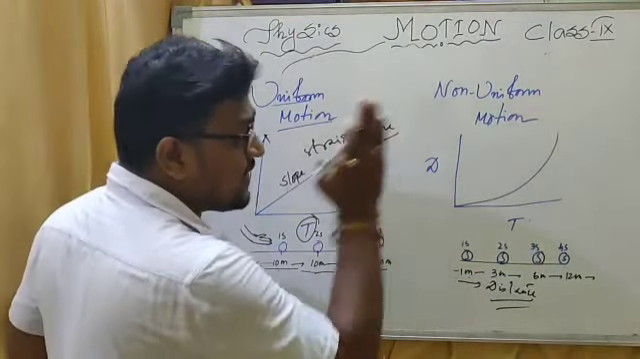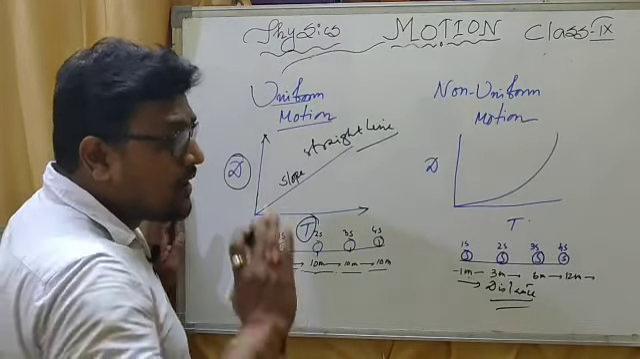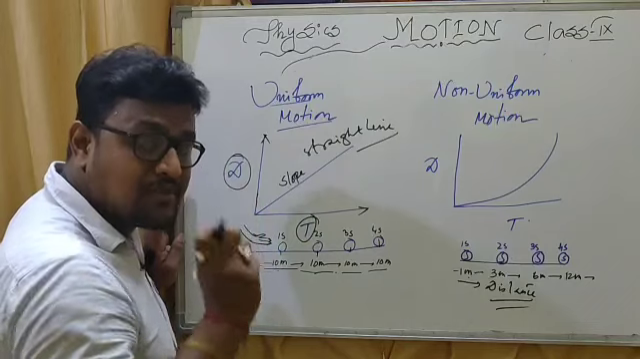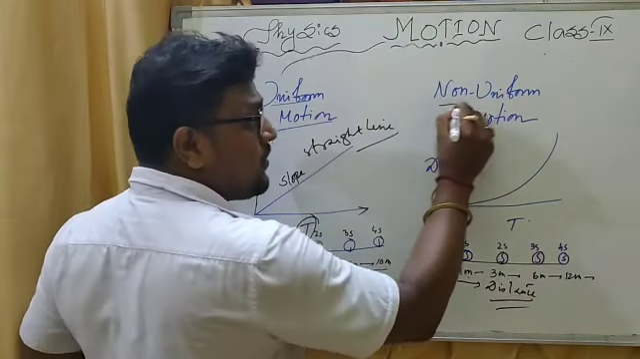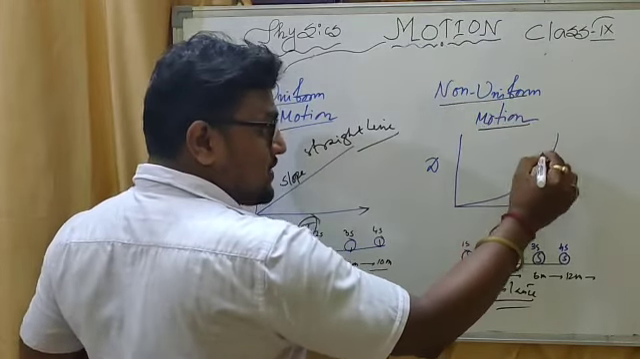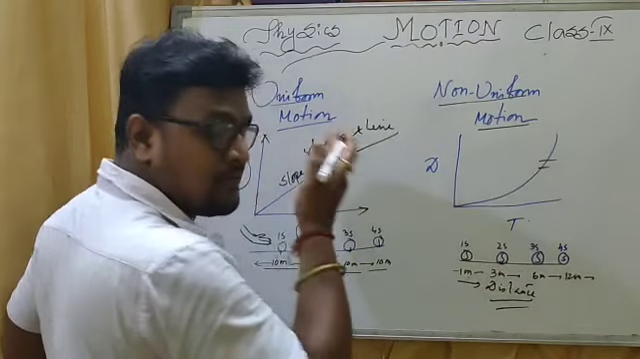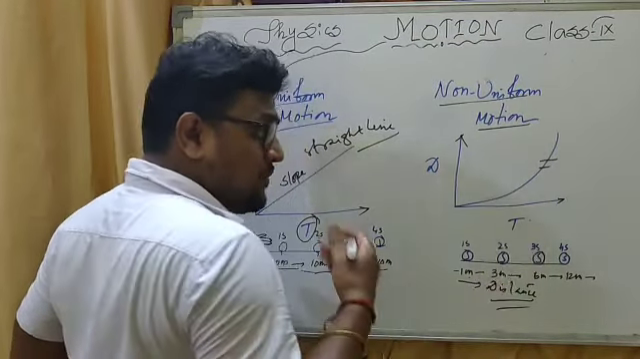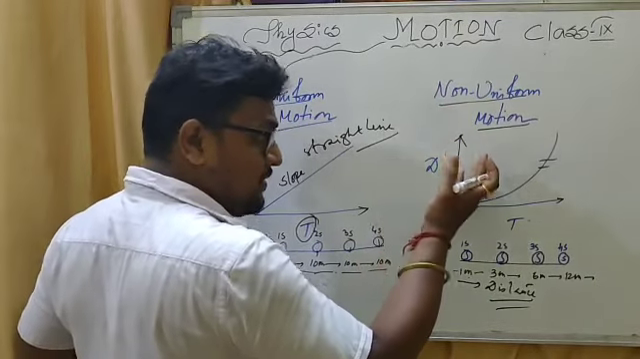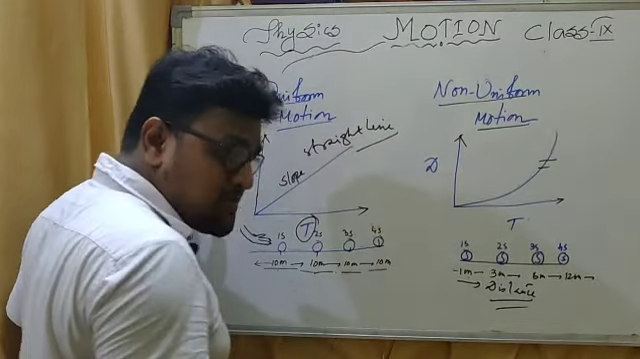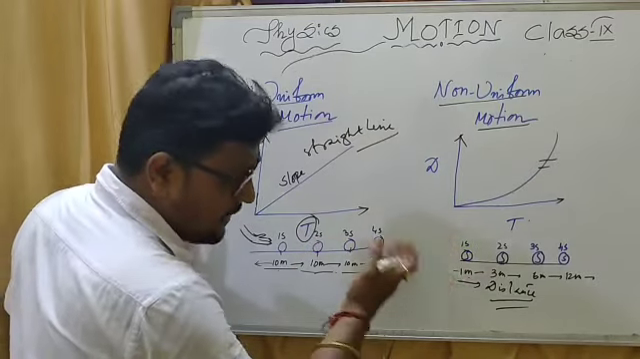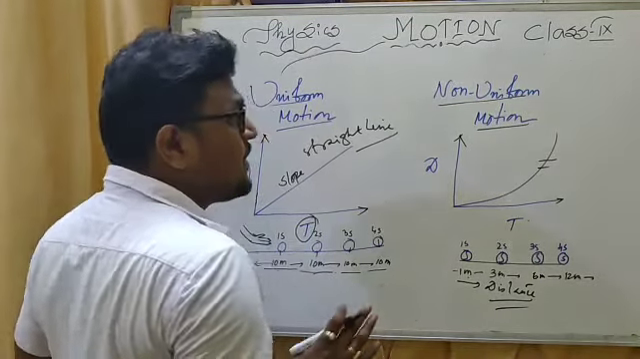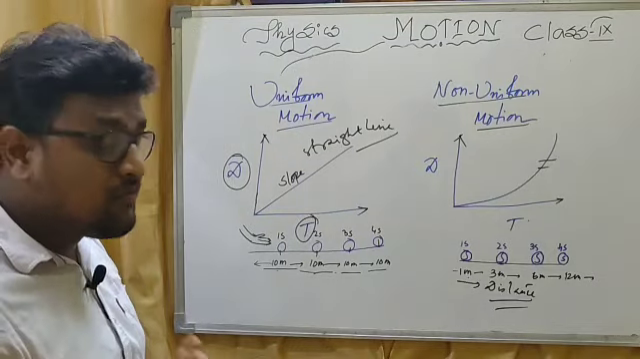That means an object changes its position by unequal distances in equal intervals of time, which is called non-uniform motion. That's why its graph is a curved line. Time is constant, time is the same, but the ball moves at different, unequal distances in equal intervals of time. That is the concept of non-uniform motion.